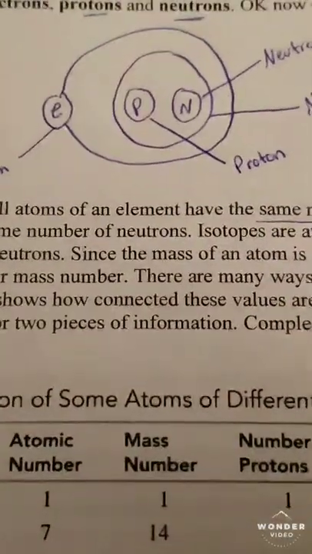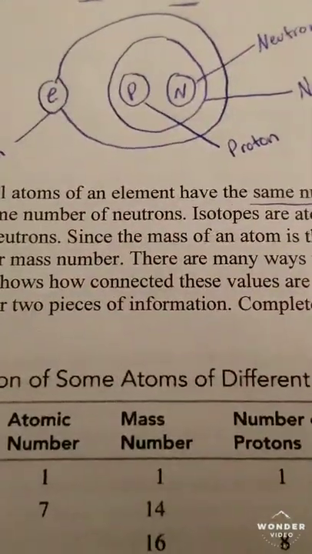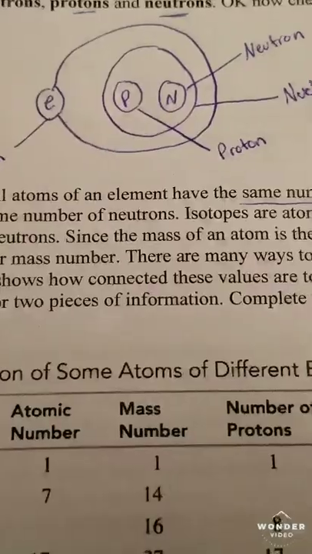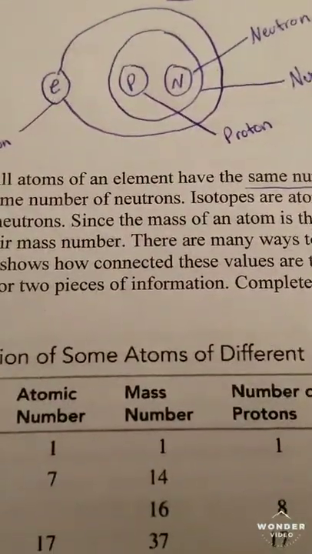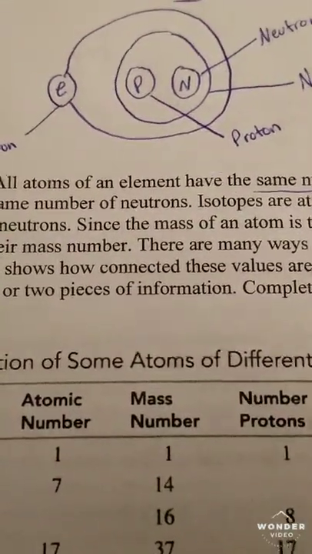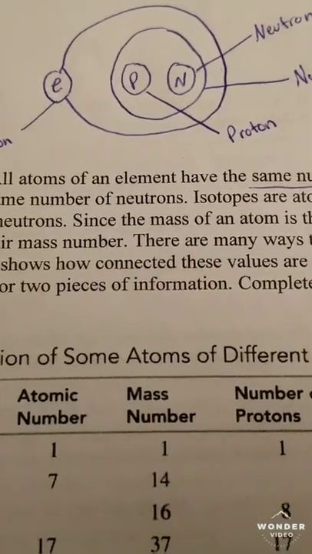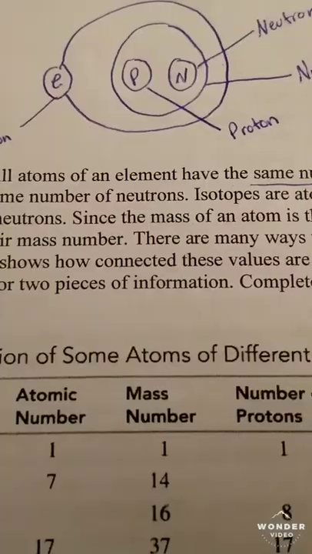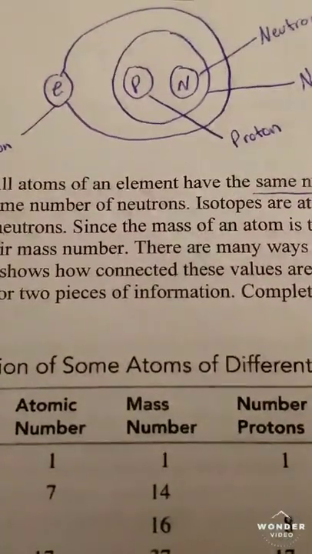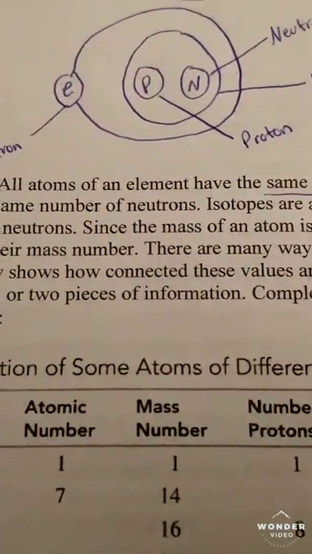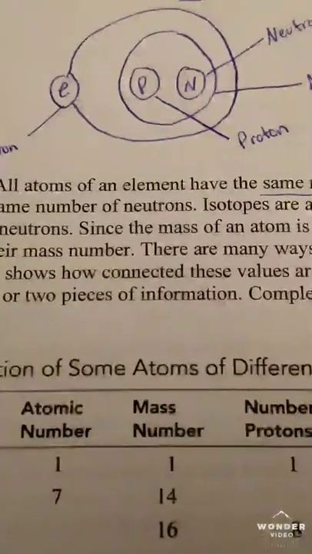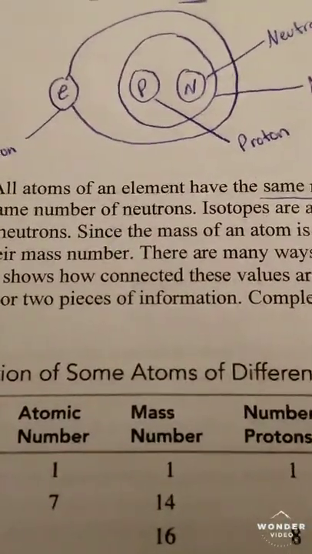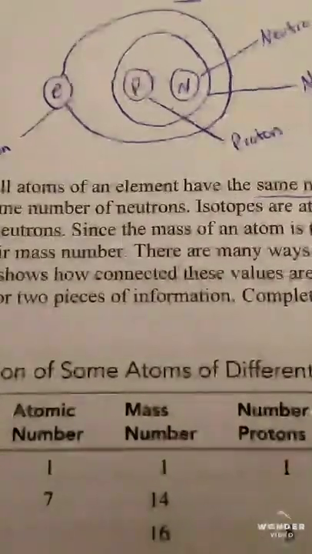Isotopes are atoms of the same element that differ in the number of neutrons, since the mass of an atom is the sum of protons and neutrons. Isotopes also differ in their mass number. There are many ways to express the identity of an isotope. The chart below shows how connected these values are to each other. You can fill in all the blanks with only one or two pieces of information. Complete the following table for an electrically neutral atom.